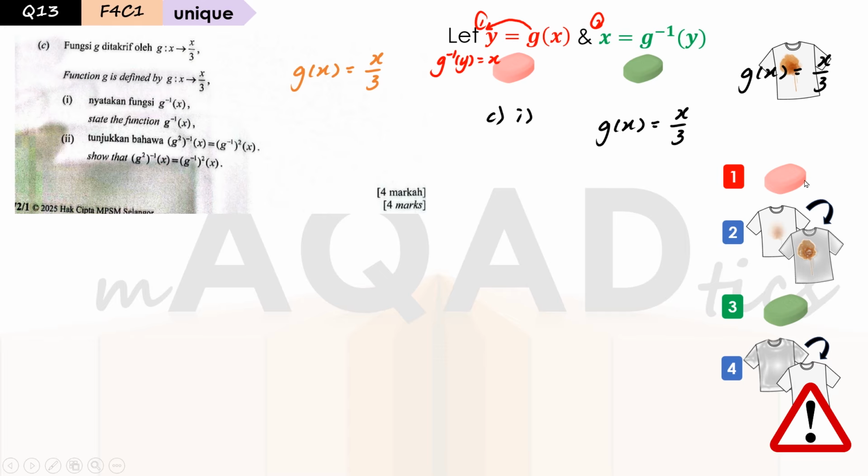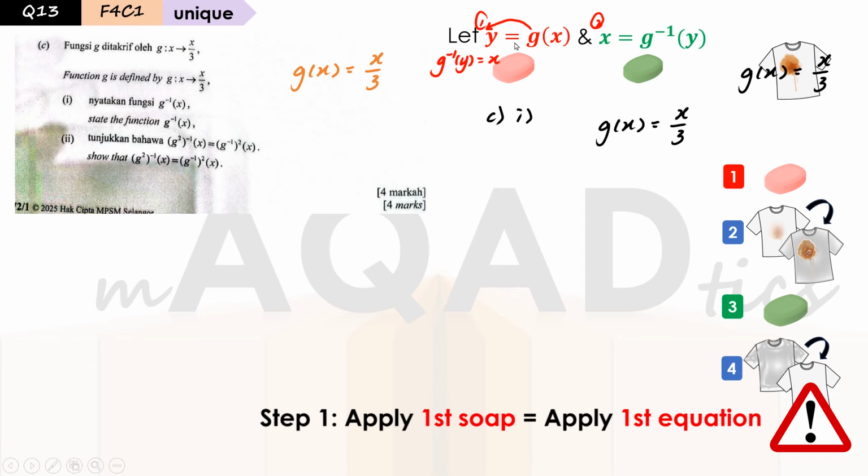Now for these 4 steps, how are we going to apply them to our function here? The first step is to apply the soap, so we are going to apply our first equation into our function here. Here it says y equals g of x, so this g of x, I apply it and change it to y.